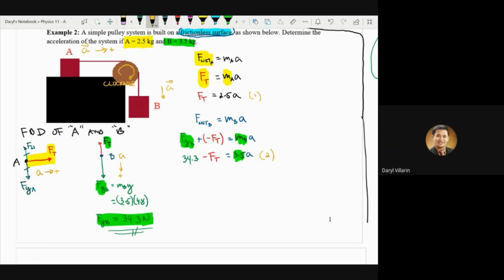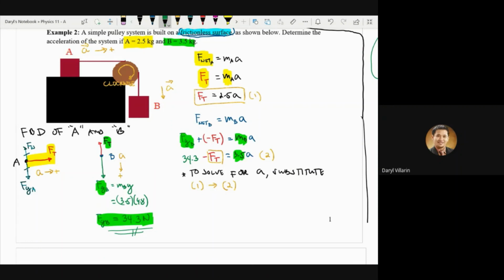But this is simpler than before, because if you can see, you're given the expression for Ft. So all you need to do to solve for the acceleration a, I'm just going to take note here, is substitute equation number 1 into equation number 2. Okay, so you just substitute this to here. Just substitute equation 1 to equation 2.